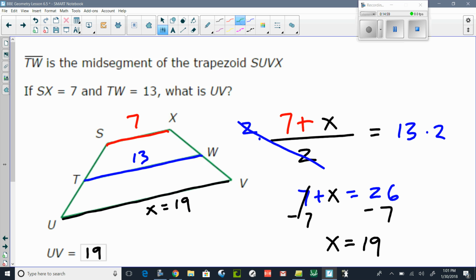Now, we can look at a unique pattern here. If this is 7 and I go from 7 to 13, I added 6. And going from 13 to 19, I would need to be consistent and add 6 there as well. So there are a couple different ways to do it, but just remember that your mid-segment, which is this center segment, is going to be the average of the two bases. So we could double check: 7 plus 19 is indeed 26. You divide that by 2 to find the average, and you do end up with 13.